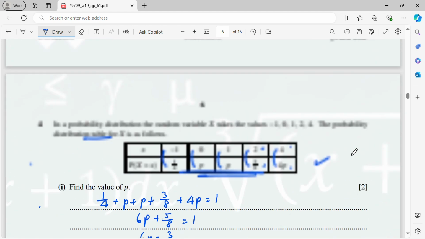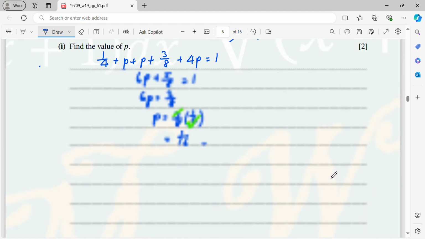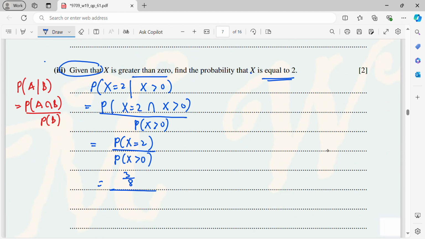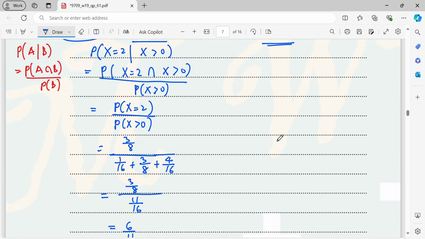So go back to the table. P(X equals 1), that is P. So now the denominator will be just the addition of these three values. And replace P by 1 over 16. So I will be getting 1 over 16 plus 3 over 8 plus 4 over 16. Okay, then from here, you will be getting 3 over 8 divided by 11 over 16. And at last, you will be getting 6 over 11. Okay, so that is the solution of this question.